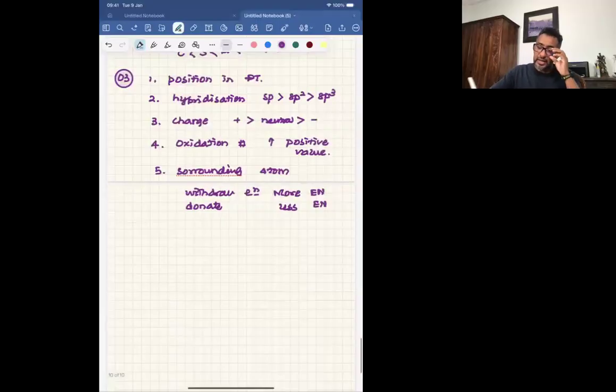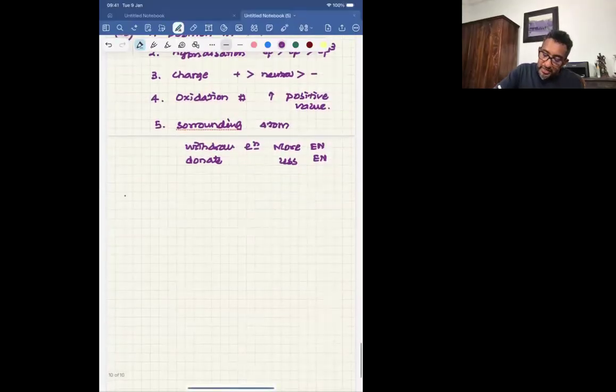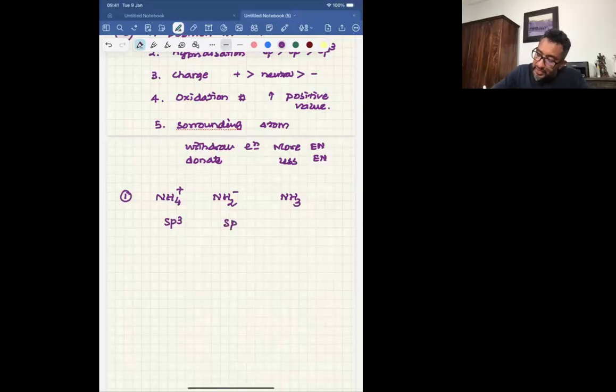So these are the ones that are there. Okay. So now keep that in mind, and we'll work on this one. First one is this. What is that? NH4 plus, NH2 minus, and NH3. Everything is nitrogen. So hybridization is sp3 here, this is also sp3 here, this is also sp3 here.